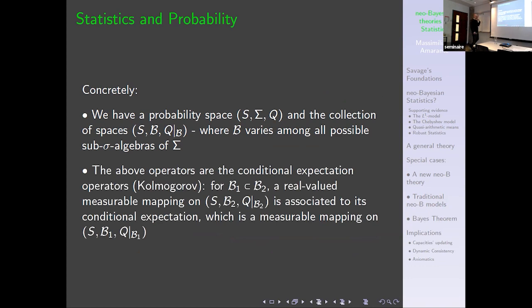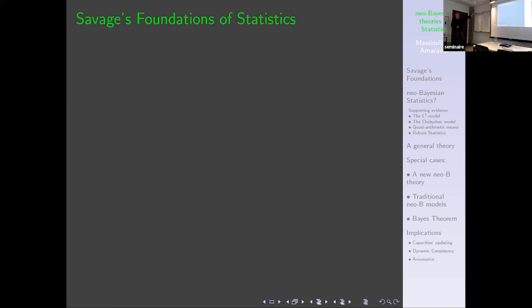Okay, the operators, what are the operators I was referring to before? These are the conditional expectation operators. So once you have that B1 is a sub-sigma-algebra of B2, you associate the measurable functions on B2 to the conditional expectation that is a measurable function. Okay, so these are the two objects of interest here. How do they come together?